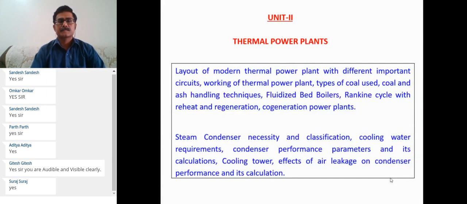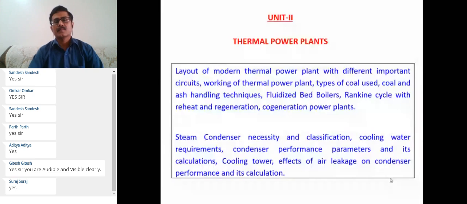Looking at the first paragraph on this particular slide, layout of the modern thermal power plant with different important circuits. It means that this layout will be used to show what the different components of the thermal power plant are, where they should be placed and located in actual operation of this thermal power plant, and what the role of these equipments is in the working of the power plant. The working principle of the thermal power plant is based upon one thermodynamic cycle, which you might have studied in the subject of engineering thermodynamics in the second year.